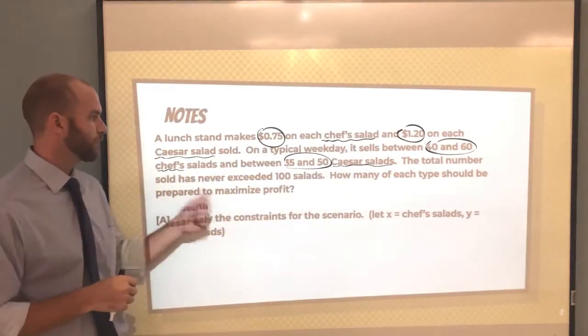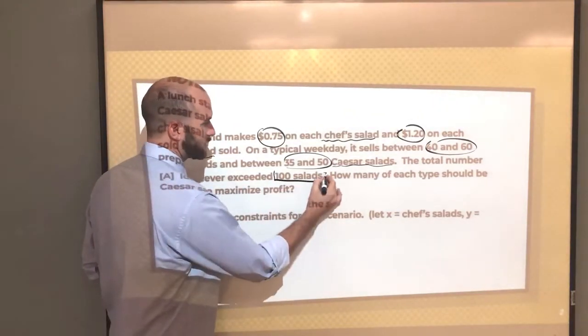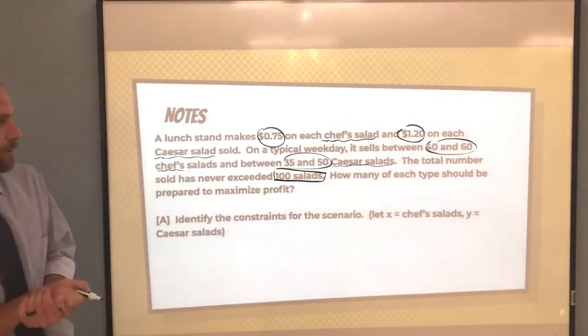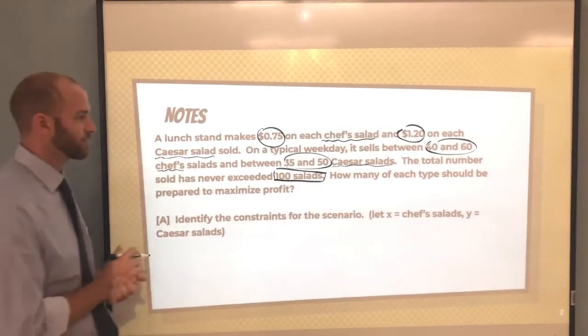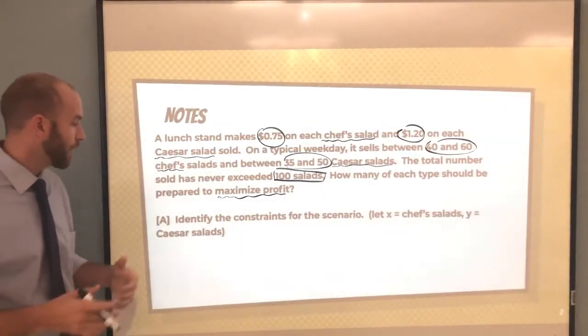The number sold has never exceeded 100 salads, so that's the total. I'm going to denote that with a box just to show that it's a little bit different. How many of each type should be prepared to maximize profit? Of course, anytime we're selling something, we want to make as much money as possible.